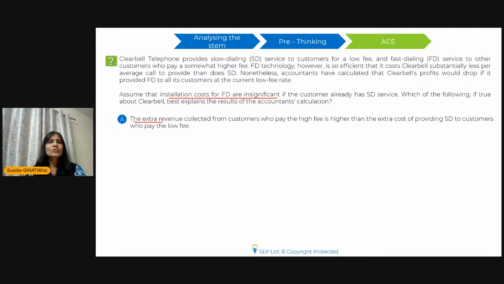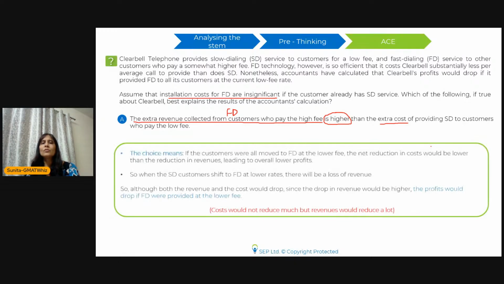A says the extra revenue collected from the customers who pay the high fee. So that means the extra revenue collected from FD customers when they were paying the high fee is higher. That means the revenue is higher than the cost of providing SD, which means if the revenue is dropping, the revenue drop is more than the cost drop. Cost would not reduce much, but revenue would reduce a lot because the revenue collected was anyways higher. And therefore, A is the correct option.